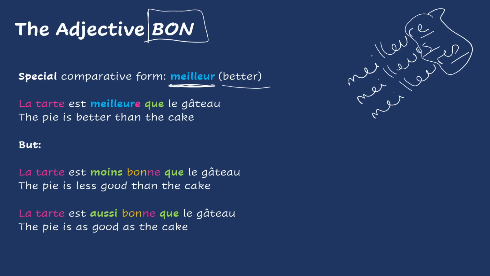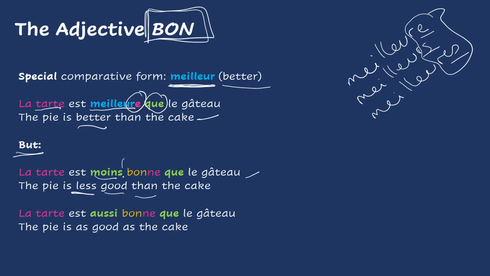So, for example, if you want to say the pie is better than the cake, you are going to say la tarte est meilleure que le gâteau. And because la tarte is feminine, you are going to agree meilleur as well, and you are going to add that E. However, for moins and aussi, less or equally, you are able to use bon and not meilleur. La tarte est moins bonne que le gâteau. The pie is less good than the cake.